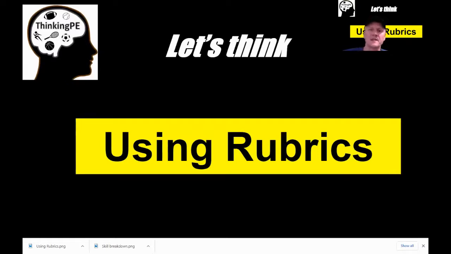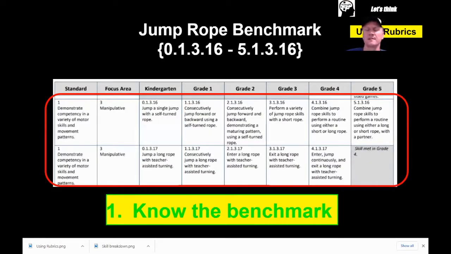I'm part of Thinking PE, and today we're thinking rubrics. So let's think about how to use rubrics and actually where to start. And I guess I would guide people to the standards and the benchmarks. For our example today, we're going to use the benchmark with jumping rope. We're going to focus mostly on the kindergarten, first and second grade area, and they do a nice job of showing progression here.